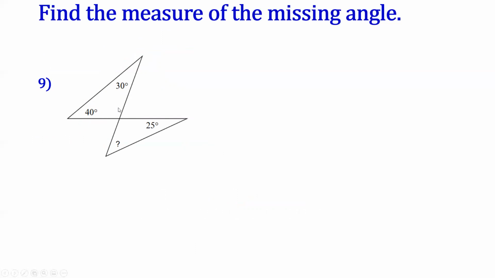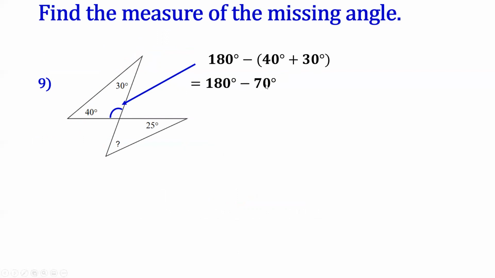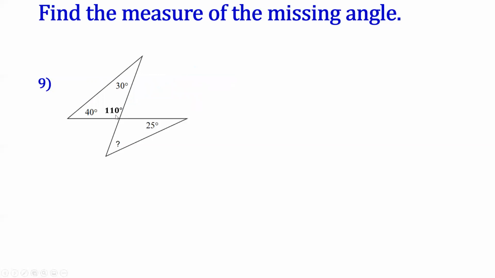And the most common method students will use to approach this problem is they're going to notice at the top triangle, they have two of the angles. They can find this third missing angle pretty easily by taking 180 and subtracting what they have. They have 40 and 30, which tells me 180 take away 70, which gives me a total of 110 degrees. So this missing angle is 110 degrees.